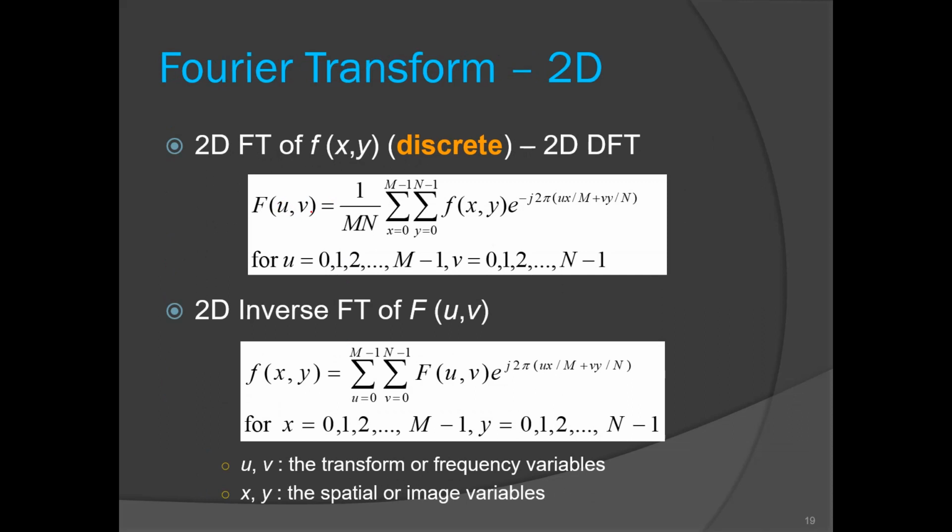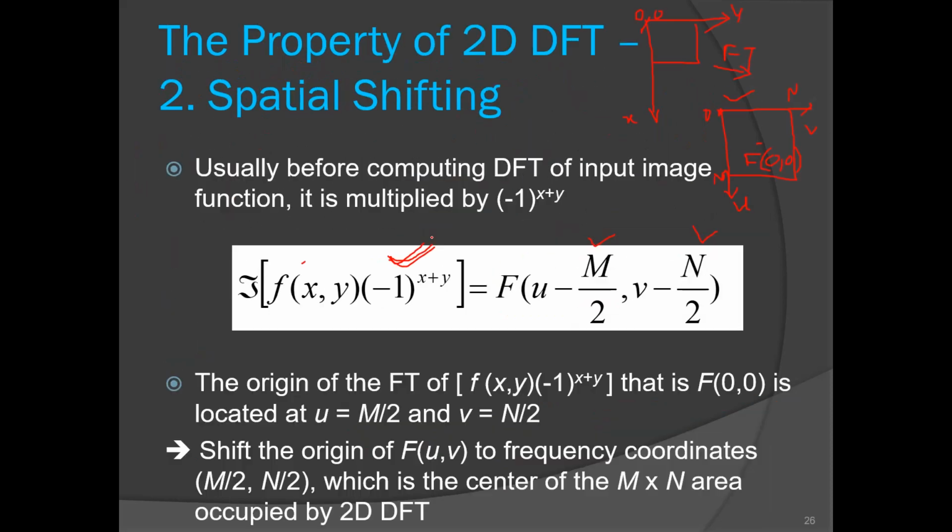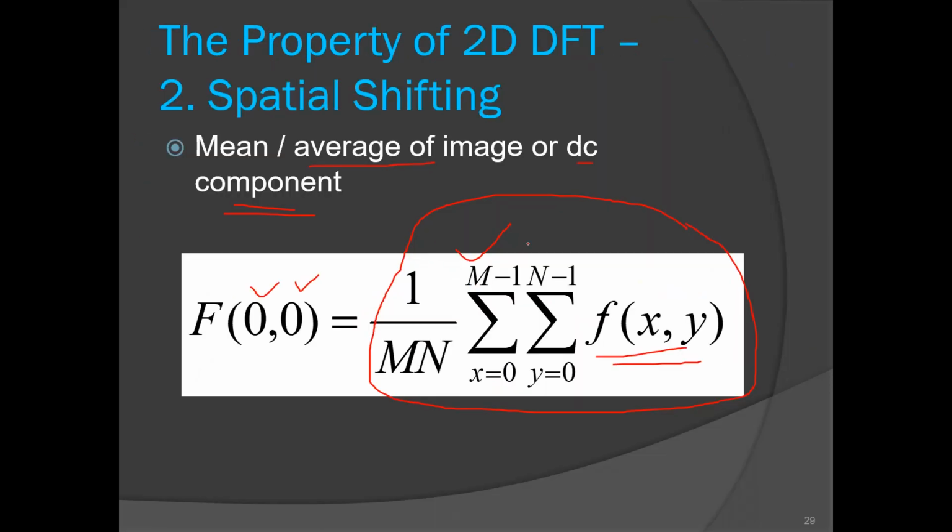So what we are doing in the original equation of the Fourier transform is putting u and v as 0. So this exponential becomes 1, and we get this equation, which is actually the average of the intensity values of all the pixels. That is the average of the image, which is known as the DC component.